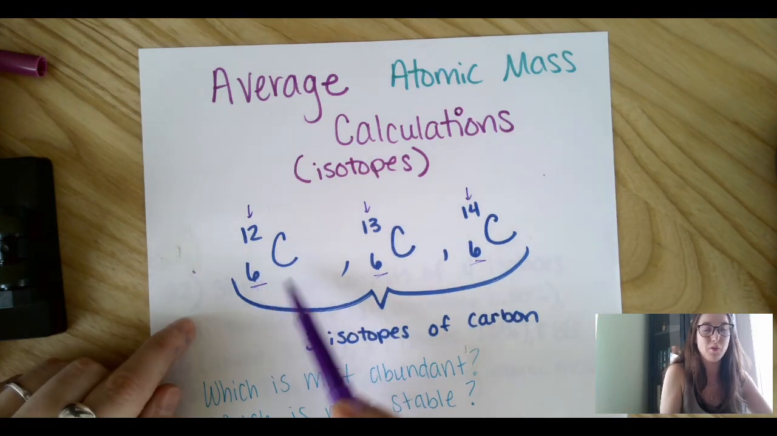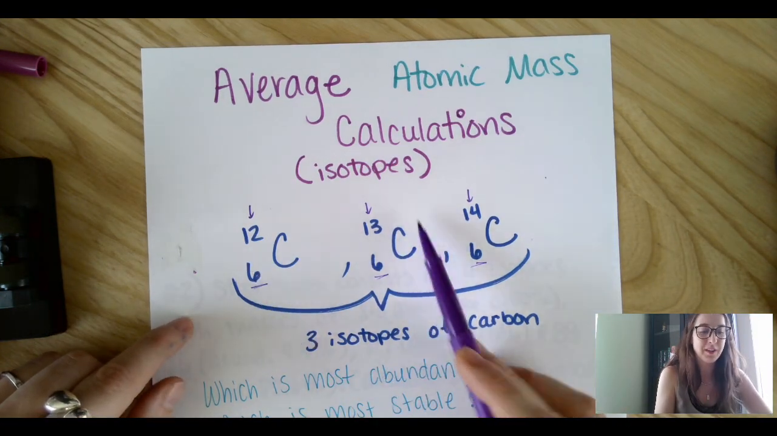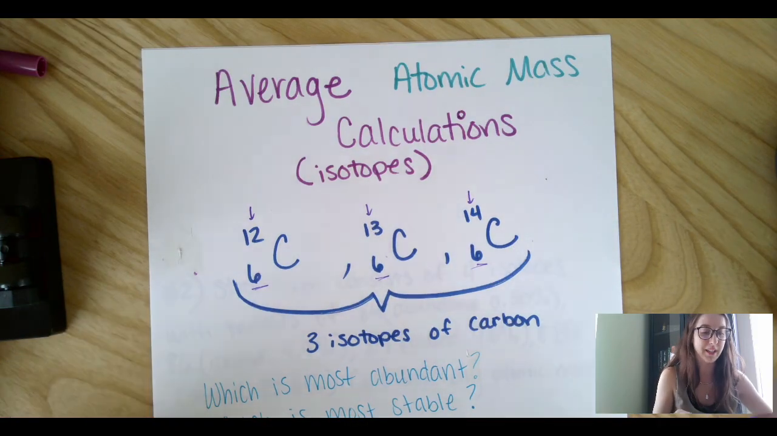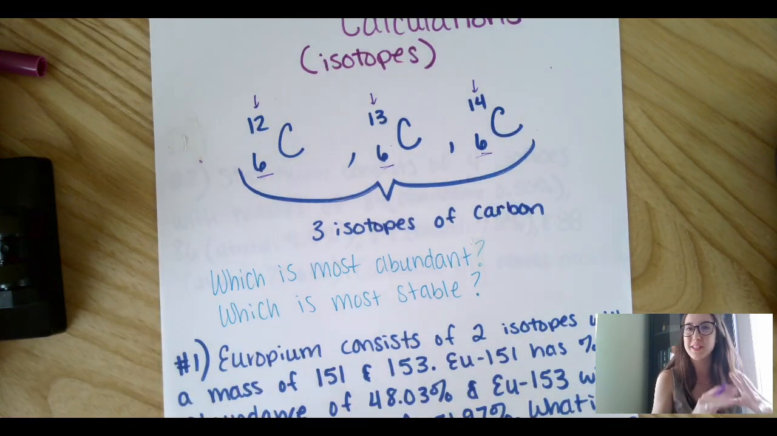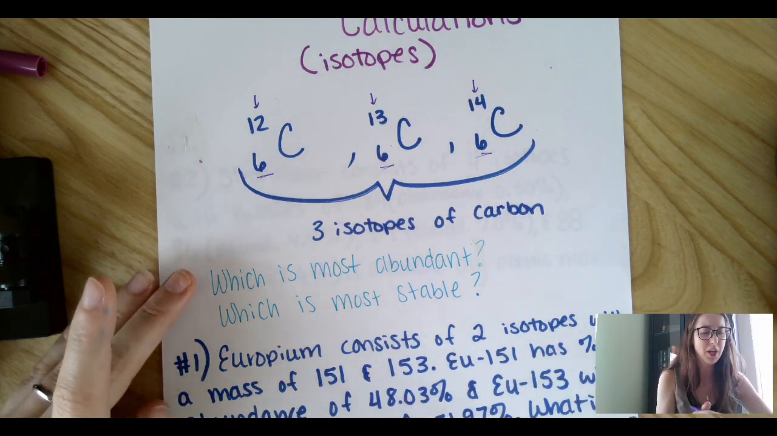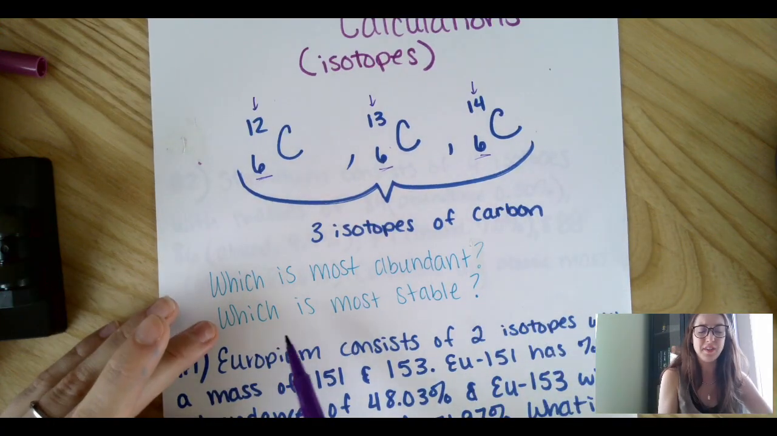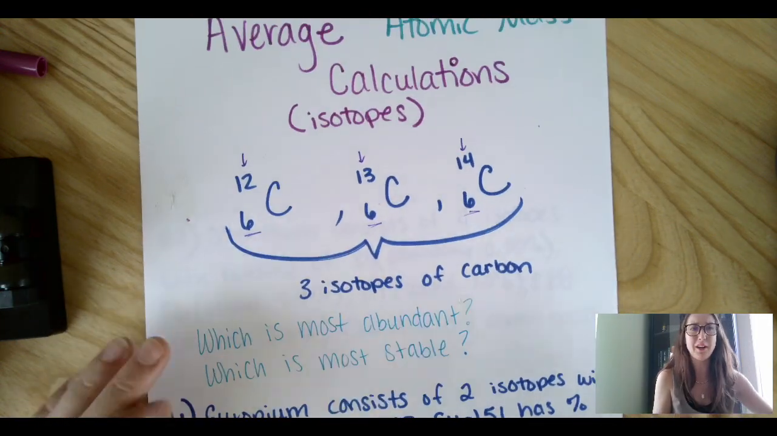So carbon in this format has a mass of 12. This isotope of carbon has a mass of 13, and this carbon has a mass of 14. I have a question here, just conceptually speaking. You will have a question like this when it comes to isotopes. Which one of these would be the most abundant? And also, which of these would be the most stable, right? So how do you figure that out, okay?